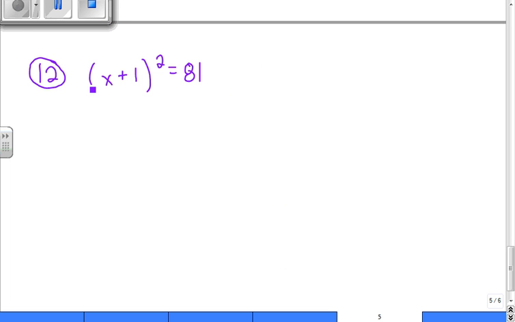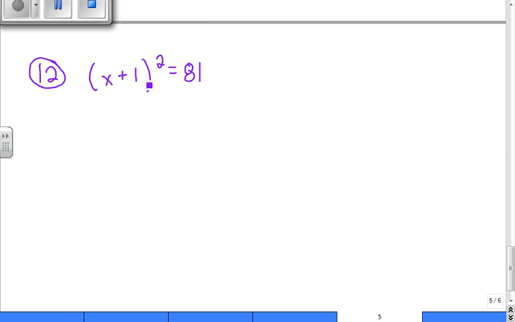Okay, so this last problem in the new material says quantity x plus 1 squared equals 81. Well, we know that if we square this out, we would have x plus 1 times x plus 1, which is going to require a generic rectangle. It'll result in a quadratic, which if we graph it would be a parabola. We could do that, but there's an easier way to do this.